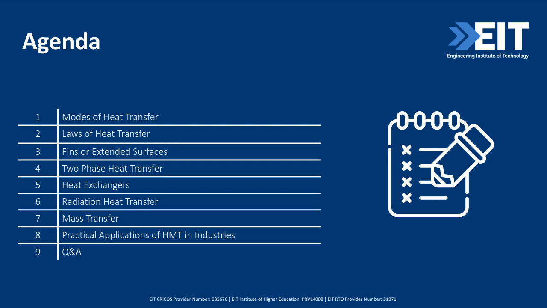Then we'll talk about the two-phase heat transfer like boilers or condensers, which are traditionally considered to be the areas where we use huge structures and huge machinery or huge equipments for providing energy to our society.